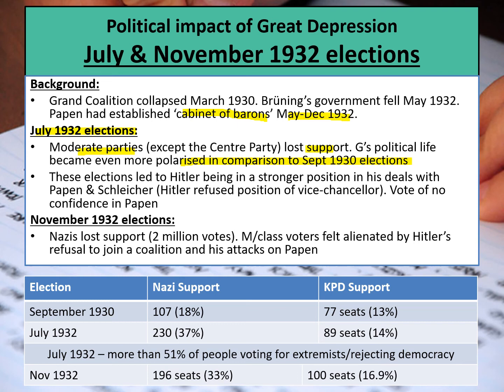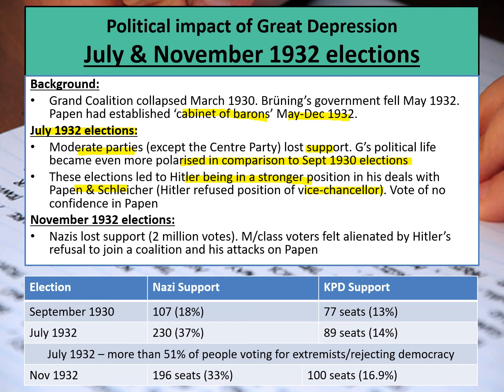Now, these elections led to Hitler being in a stronger position in his deals with Papen and Schleicher. For instance, they offer Hitler the position of Vice-Chancellor to try and make the Reichstag manageable, but he refuses and says that he is not going to accept the position of Vice-Chancellor. He only wants to be in charge of day-to-day government and therefore having the role of Chancellor. He essentially also brings down Papen's government through a vote of no confidence.